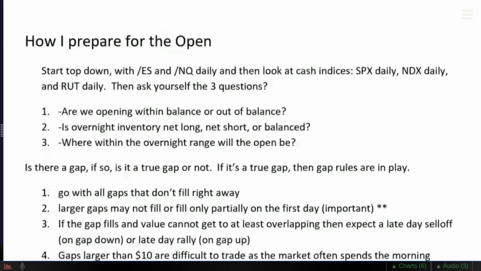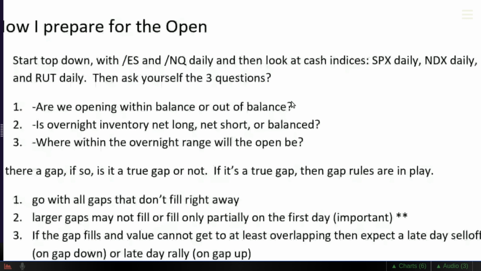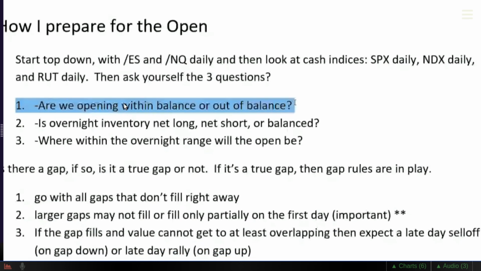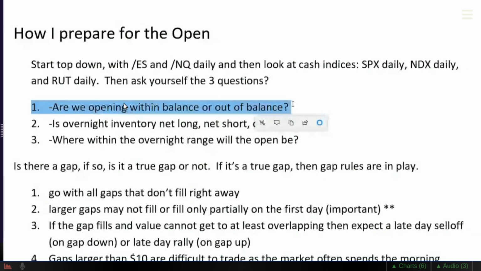So let's start with what I call the 3 questions. You can see that here in the paper, and I will, can I make this bigger? Yes. All right. 3 questions. 1, are we opening within balance or out of balance? Balance is a term that can be defined in a couple different ways. There are balance areas where the market is chopping, let's say for 3 days straight, going sideways.